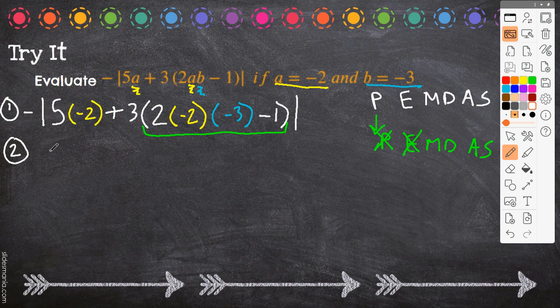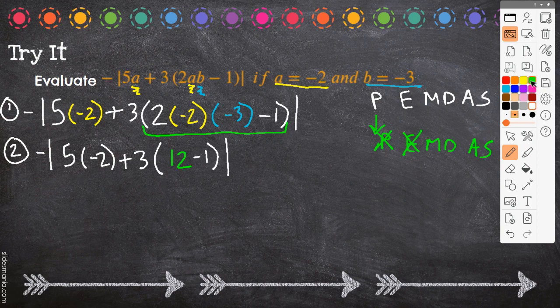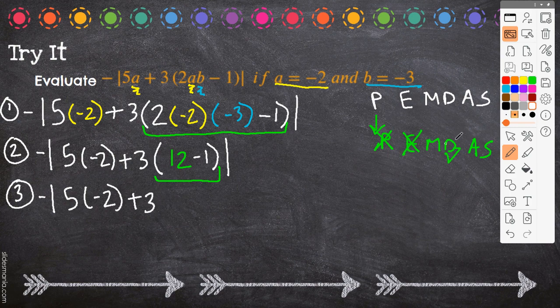So my next step after that is we're going to ignore everything outside of those parentheses, right? 2 times -2 times -3, put that in the calculator, it's 12. All right. We still have stuff in the parentheses. We have addition and subtraction. So my next step is going to be that 12 minus 1 is 11.